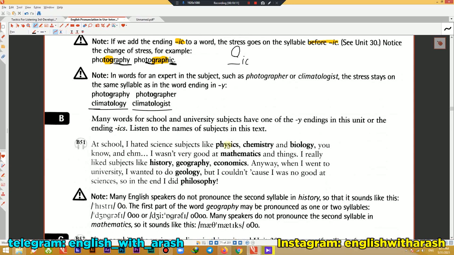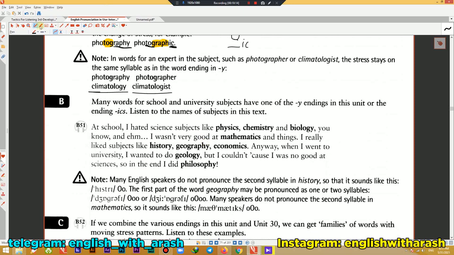Many words for school. So these words at school, you study all of these words, so it's important to know the pronunciation. Geography, geology. So you have to be familiar with this stress pattern. Geo, psycho, bio, biology. The stress is on that syllable. Or philosophy. You should be familiar with these words. So I'll read them again. Philosophy, geology, geography, biology.